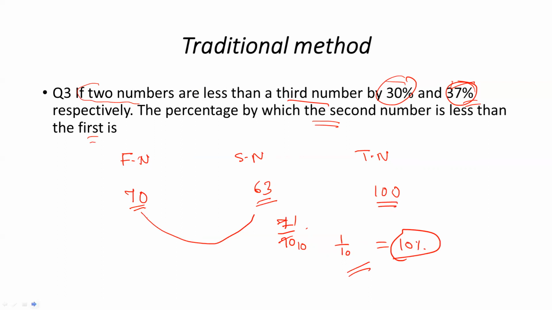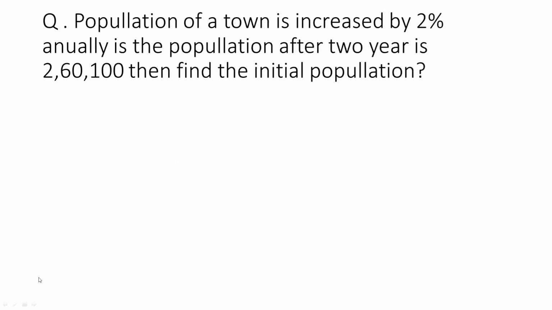Yes. Now we will start the next concept, that is successive percentage. So this is the first example in successive percentage. The question is given here. The population of a town is increased by 2% annually. After 2 years, the population is 2,60,100. Then find the initial population.